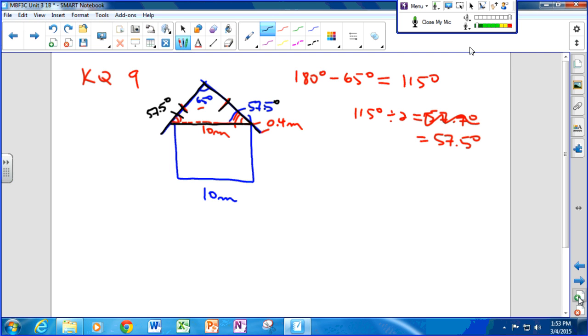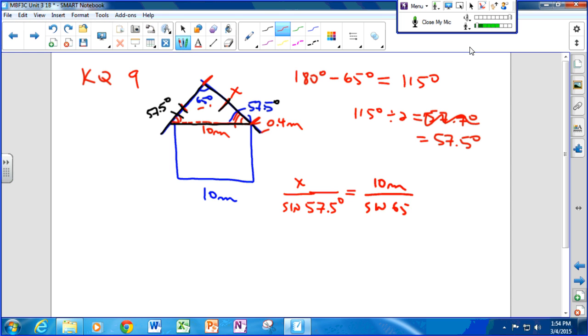We have enough information to find this length right here, which we can call x. We're going to use the law of sines: x over, now what's the angle opposite? The sine of 57.5 degrees. How are we doing for time here? Equals, and then we have another angle and a side. It's the 10 meters and the sine of 65 degrees.